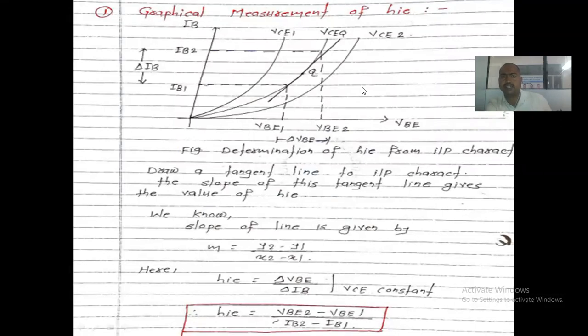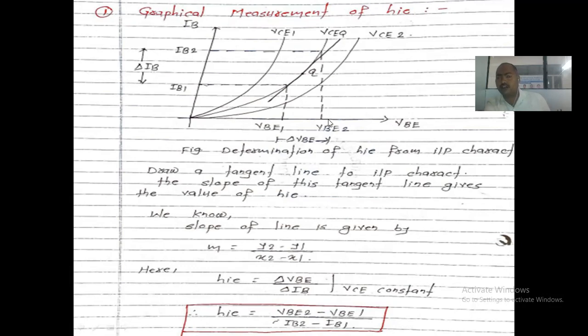But when we have to find out the value of hi, hi indicates the input impedance. So input impedance is nothing but the input voltage divided by the input current. The input voltage is the base to emitter voltage, so we have to use VB. This VB is a changing VB. Delta indicates the change in VB. Why changing? Because we need two values.